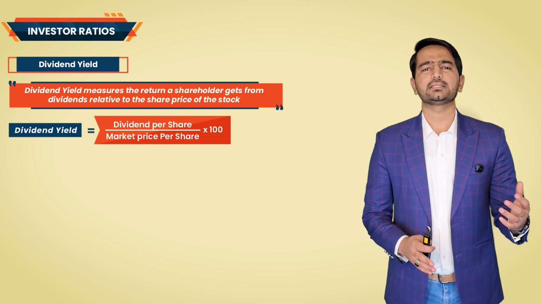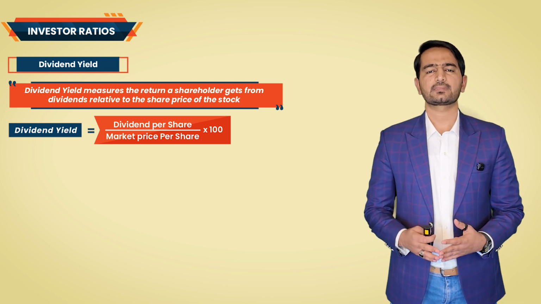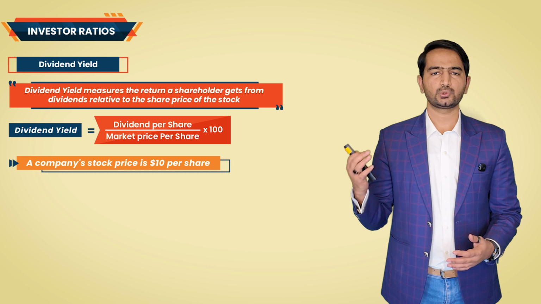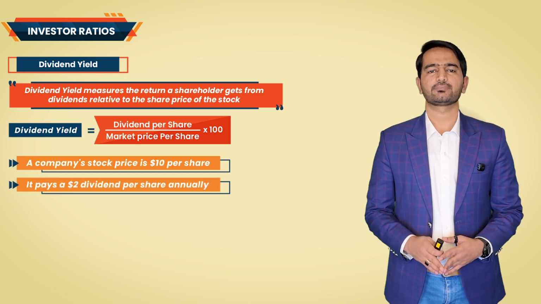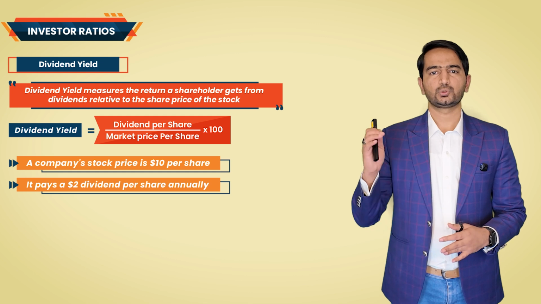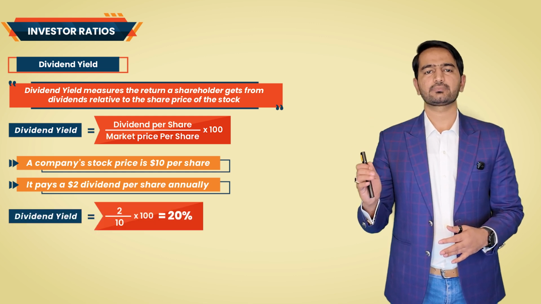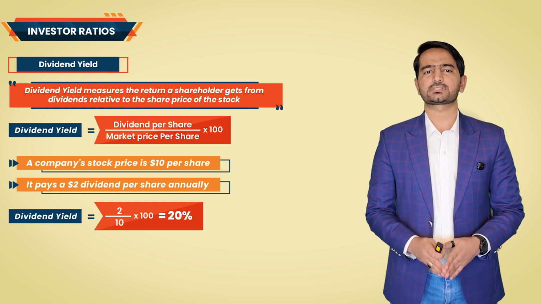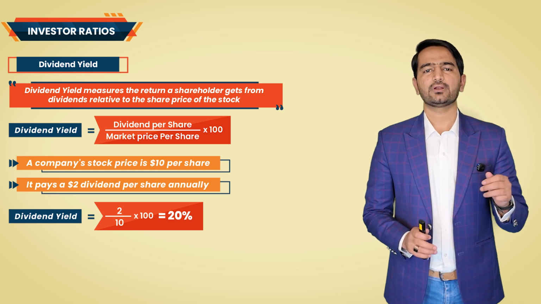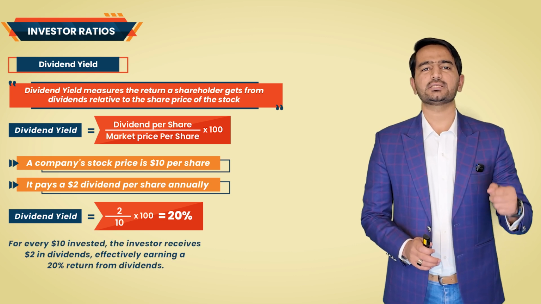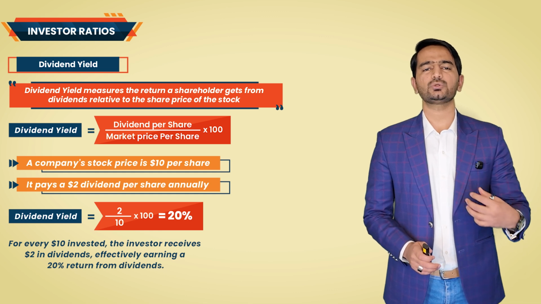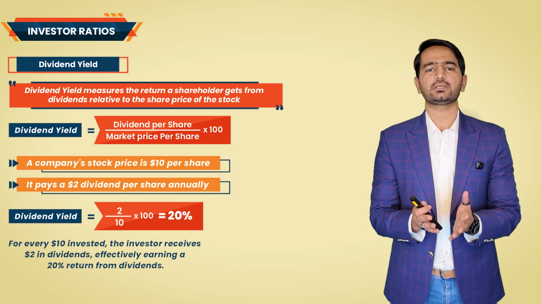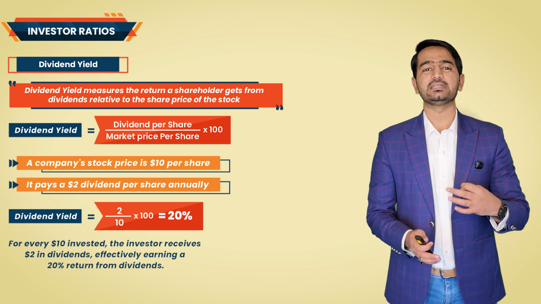Let's take an example to bring this concept to life. Suppose a company's share price is $10 per share and it pays a $2 dividend per share annually. Dividend yield is $2 divided by $10 and multiplied by 100. The dividend yield would be 20%. This means for every $10 invested in the company's stock, the investor receives $2 in dividend. Effectively, investors are receiving a 20% return on their investment in the form of dividends.